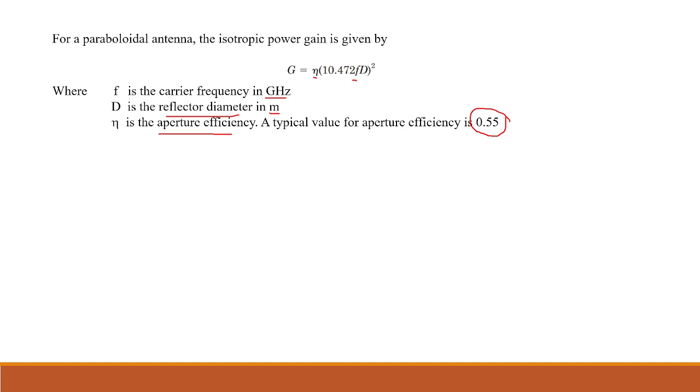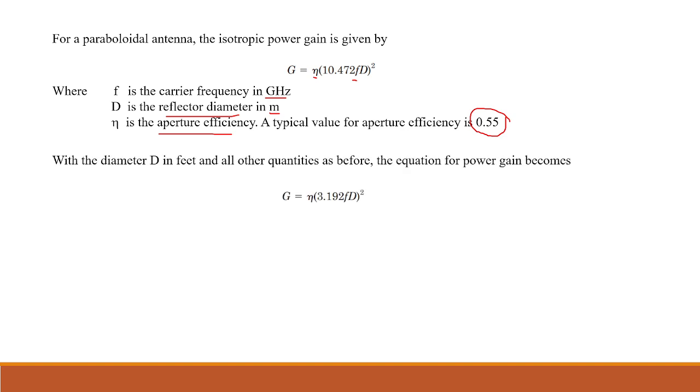If the reflector diameter is given in feet instead of meters, then we can write the isotropic power gain G as eta times (3.192 F D) whole squared. If the reflector diameter is in meters, we consider the first equation for isotropic power gain. If it is given in feet, then we consider this equation.